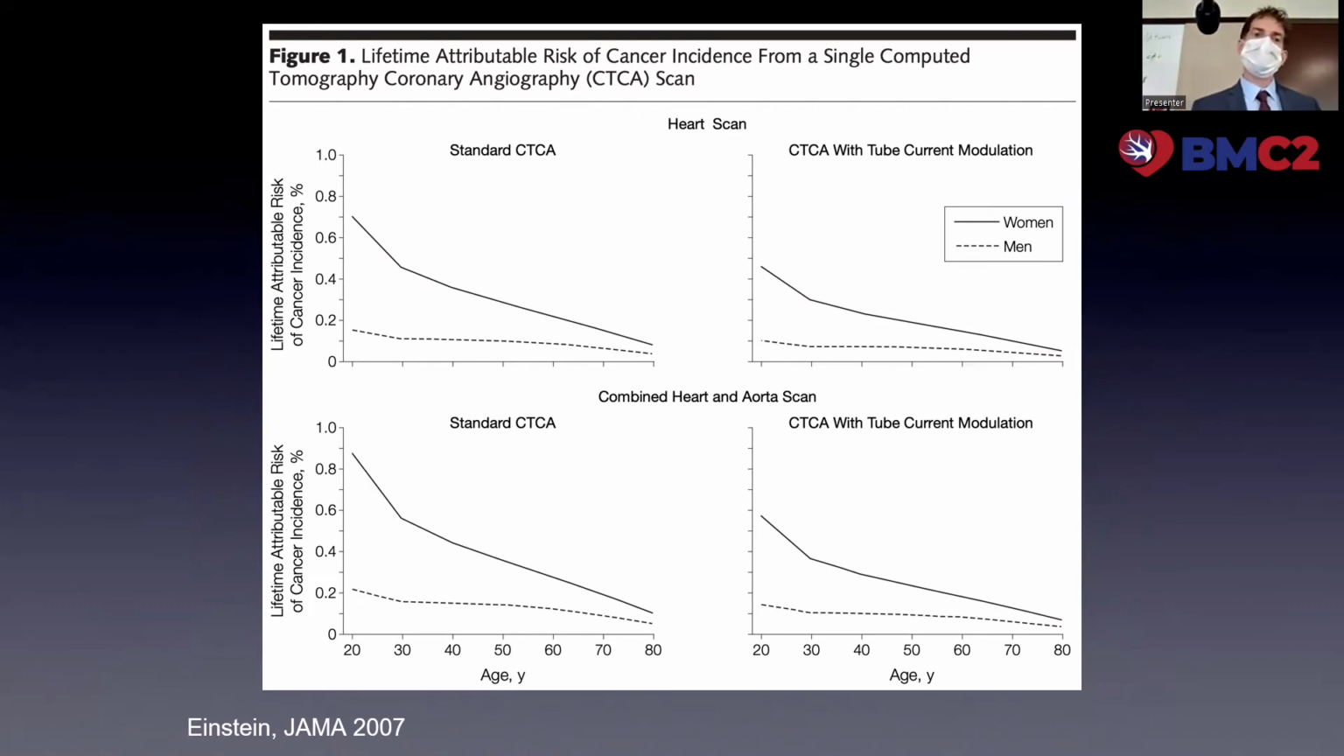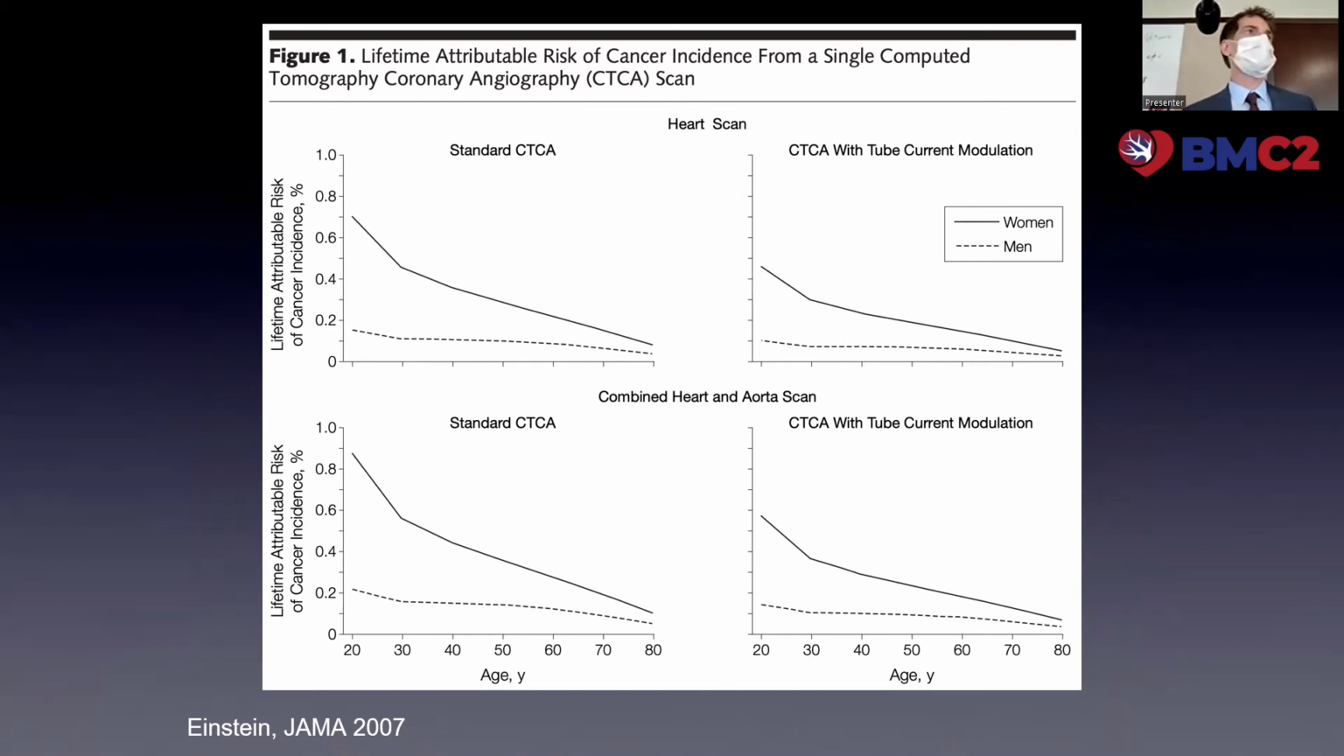If you had a standard coronary CT and you were 20 years old as a female, you would have a 0.7% likelihood of having cancer during your lifetime from the radiation. That's kind of a staggering number, right? Men had lower risk, and as people got older, that risk went down. But we certainly don't want to do a test that is going to put people at substantial risk of cancer.